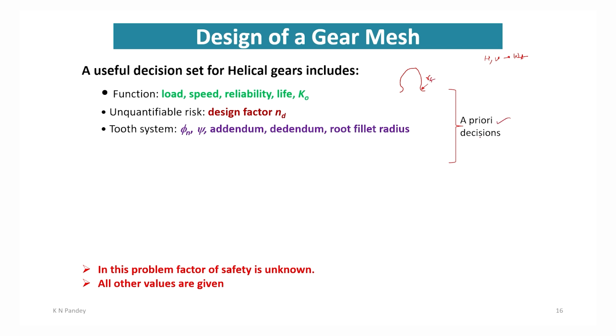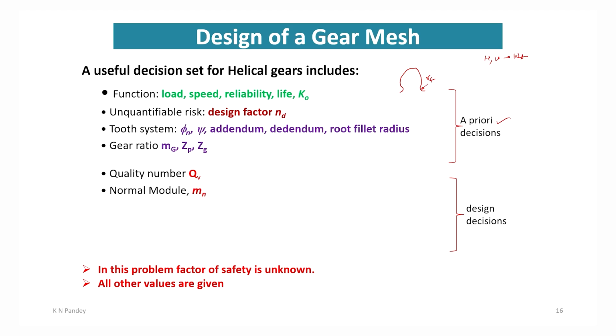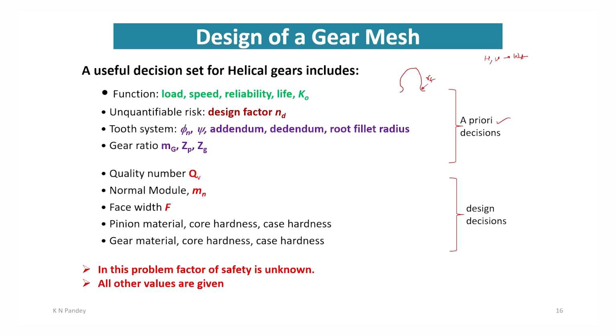make a priori decision. Then the gear ratio from ZP and ZG, the number of teeth on the pinion and number of teeth on the gear. Based on these a priori decisions, we take decisions on the quality number, what should be the quality number of the gear, then the normal module, face width, pinion material, its core hardness and case hardness, gear material, its core hardness and case hardness.